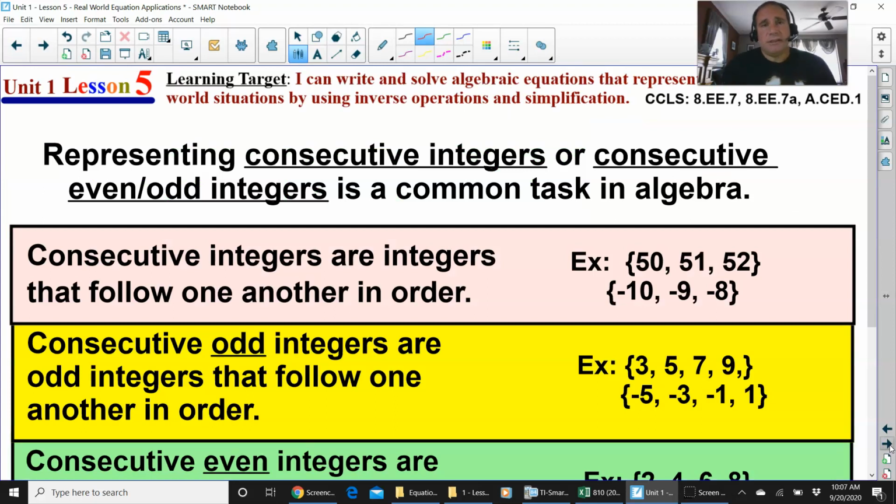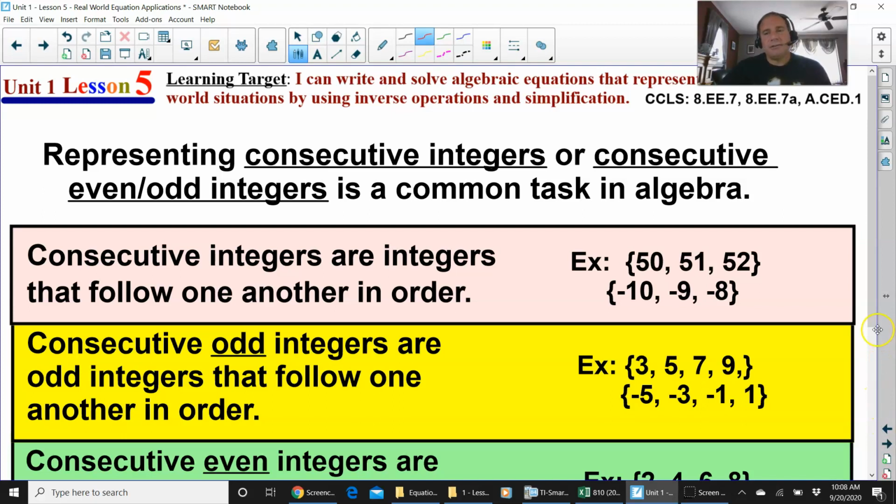Okay, so let's get into the algebra portion of the lesson. This is the integrated algebra portion. 8th grade math does not cover this. And it represents consecutive integers, or consecutive even or odd integers, and we'll go over exactly what that means in algebra. Consecutive integers are ones that follow in order. So like you could start out with 50, 51, 52, something like that, or even consecutive integers in negatives is -10, -9, -8, -7, -6.